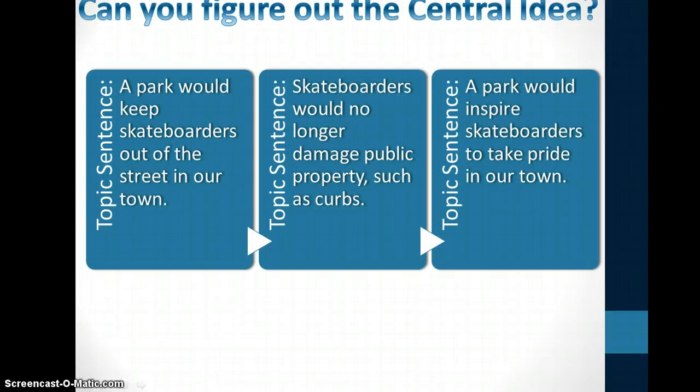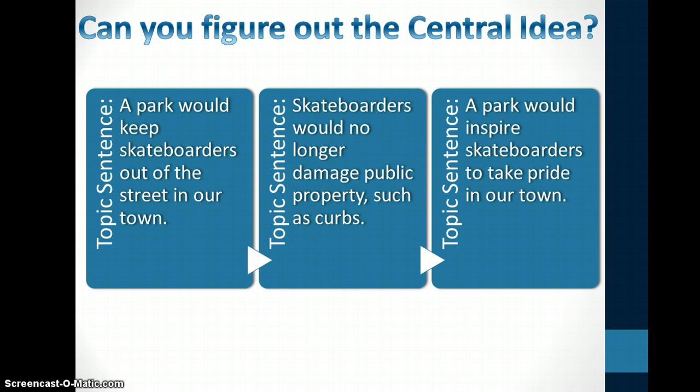So let's look at another example here. Can you figure out the central idea in this? Instead of giving you an introductory paragraph, all we've given you are the topic sentences for the body paragraphs. A park would keep skateboarders out of the streets in our town. Skateboarders would no longer damage public property, such as curbs. A park would inspire skateboarders to take pride in our town. So what do you think the central idea of this piece is going to be if these are your topic sentences? Can you figure out that theme?